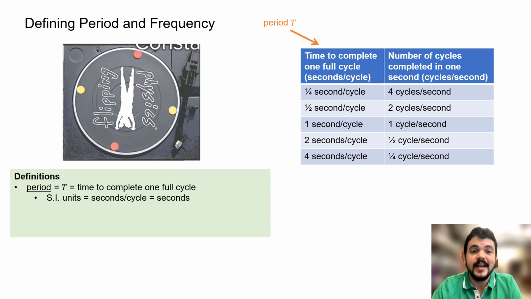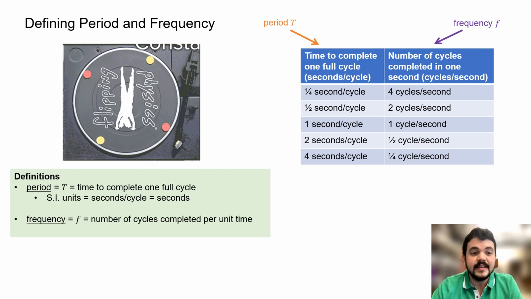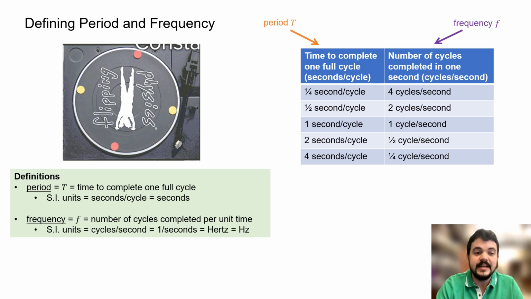The right-hand column we're going to define as frequency, and we'll use the letter lowercase f as our variable for frequency. And this is the number of cycles that get completed per unit time. It's a good term for it because it's how frequently, how often the object makes it around the circle. The SI units for frequency are cycles per second. And again, cycles is just a counting thing, so we can write that as 1/seconds.